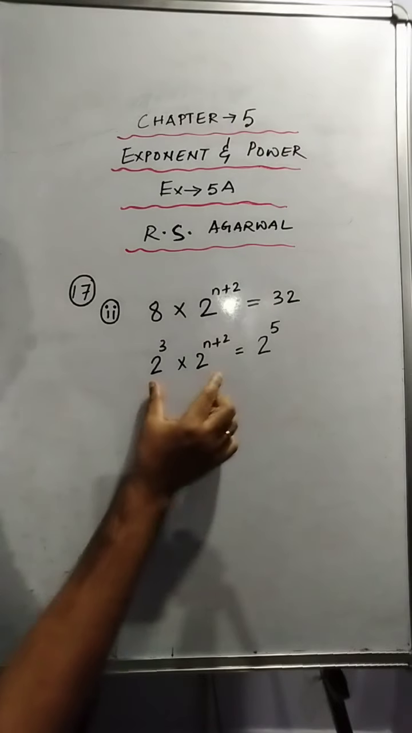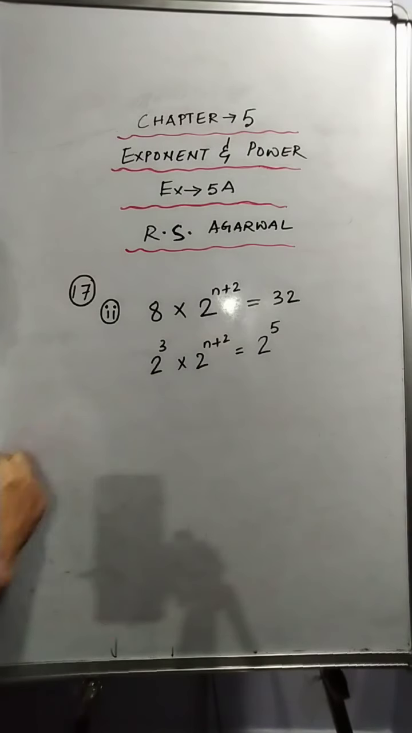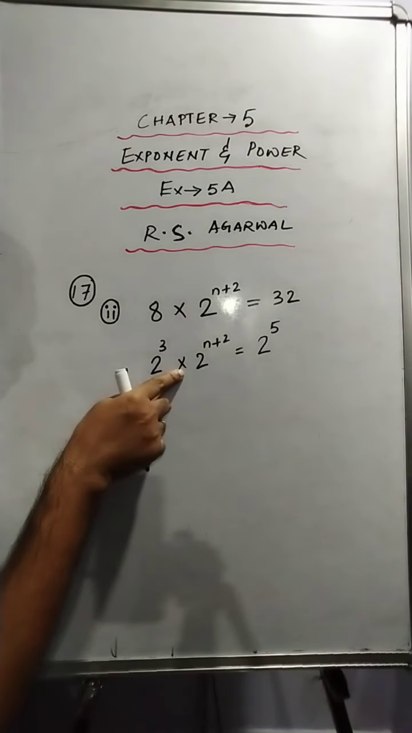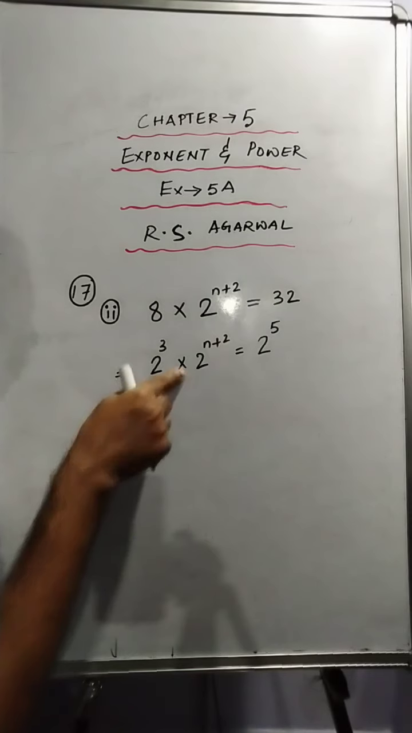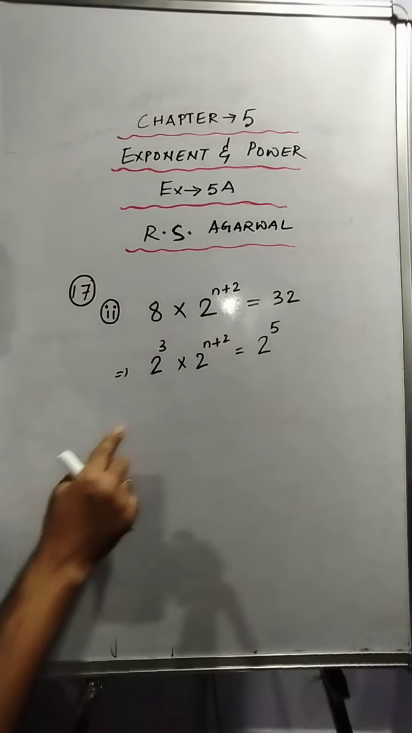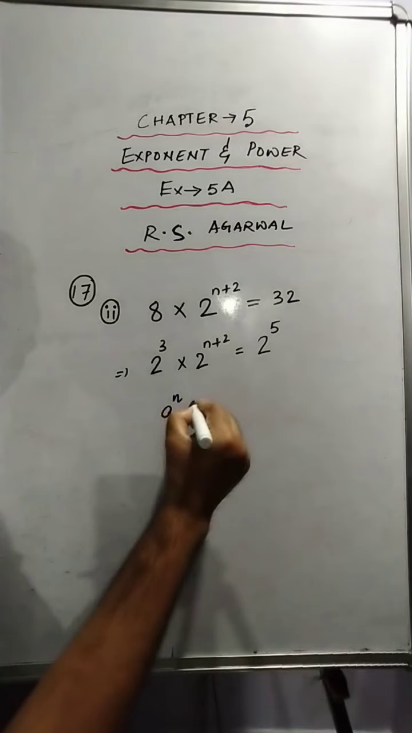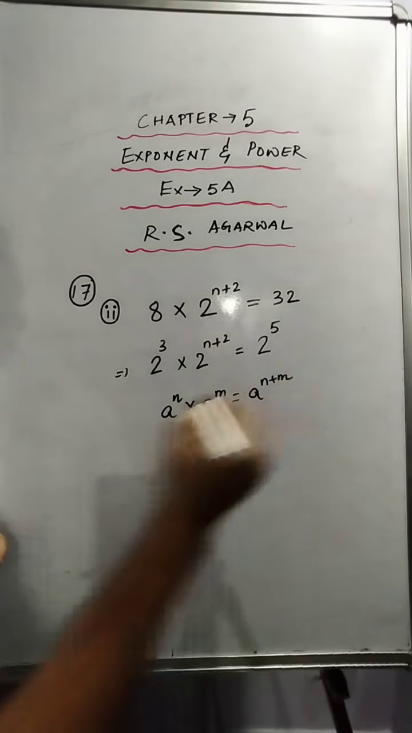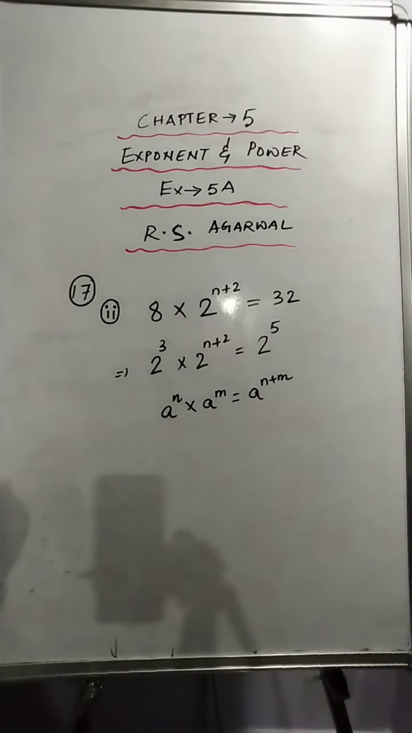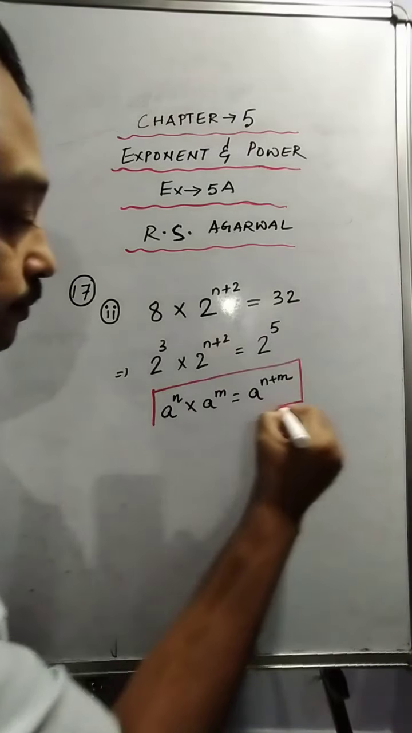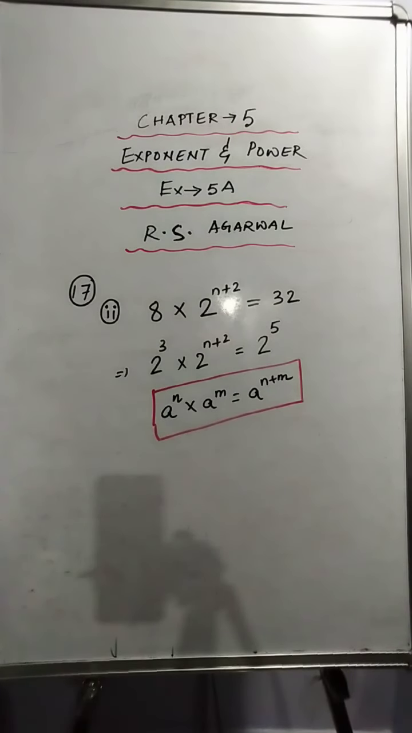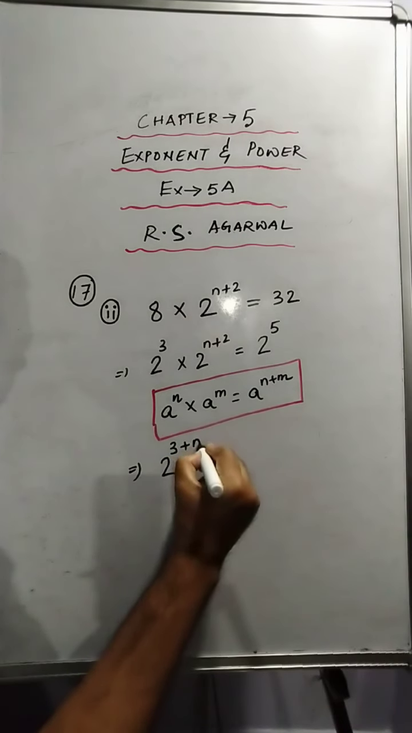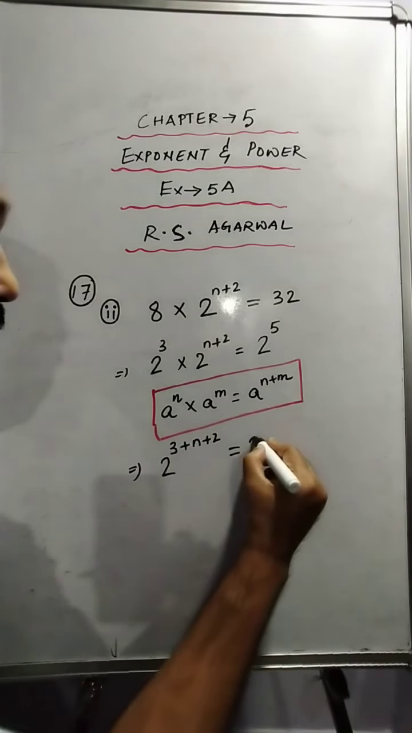Now first of all we'll try to solve the LHS. Both the bases are carrying the multiplication sign in between. So in multiplication what we do? We add the powers. We know this, that is a to the power n into a to the power m would be a to the power n plus m, isn't it? So this is the property that we are using here, so we will put it inside the box. So that would be 2 to the power 3 plus n plus 2, and that would be equals to 2 to the power 5.